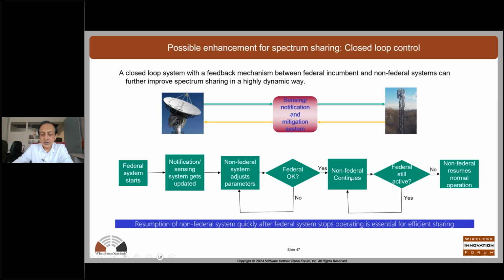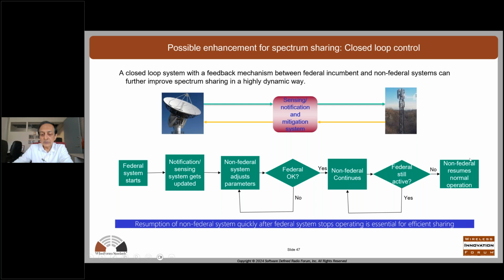And the non-federal system continues operation. But remember, one very important aspect of spectrum sharing is not only to give relief to the federal system, but also that whenever the federal system is not active, the non-federal system should be able to use the spectrum. Otherwise, there will be inefficient use of the spectrum. So the non-federal system will check from time to time: is the federal system still active? If it is, then of course it continues its operation. If not, it can quickly resume its normal operation.